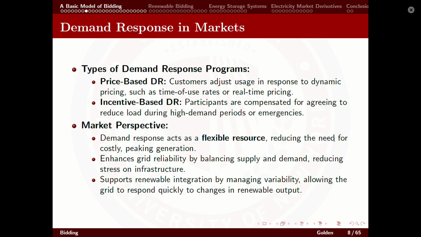So demand response acts as a flexible resource and also a distributed resource, so it reduces the need for costly peak generation and can work within the congested nature of the system. It enhances grid reliability by balancing supply and demand, reducing stress on infrastructure, and supports renewable energy generation by allowing there to be variability and allowing for the grid to respond quickly. Demand response can be very quick if you have some automation here.